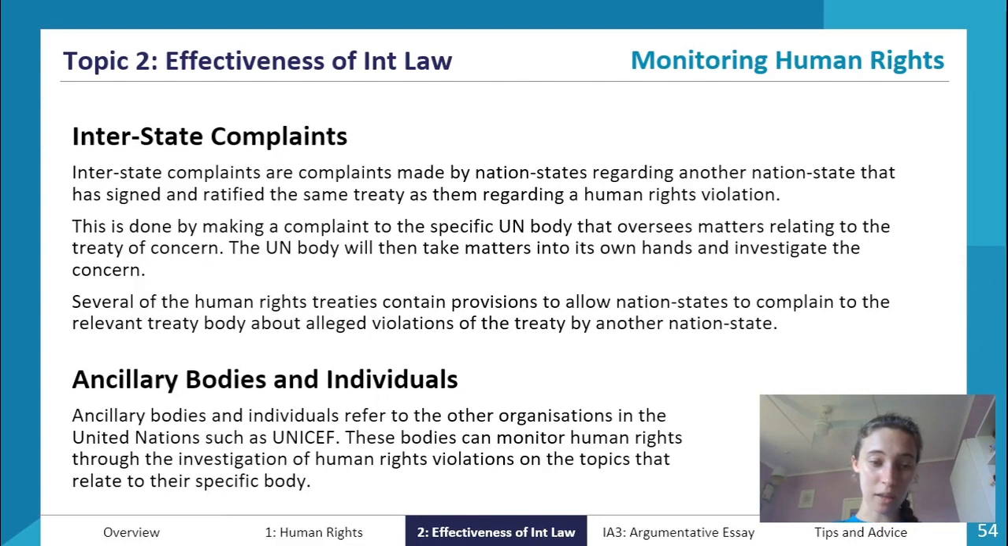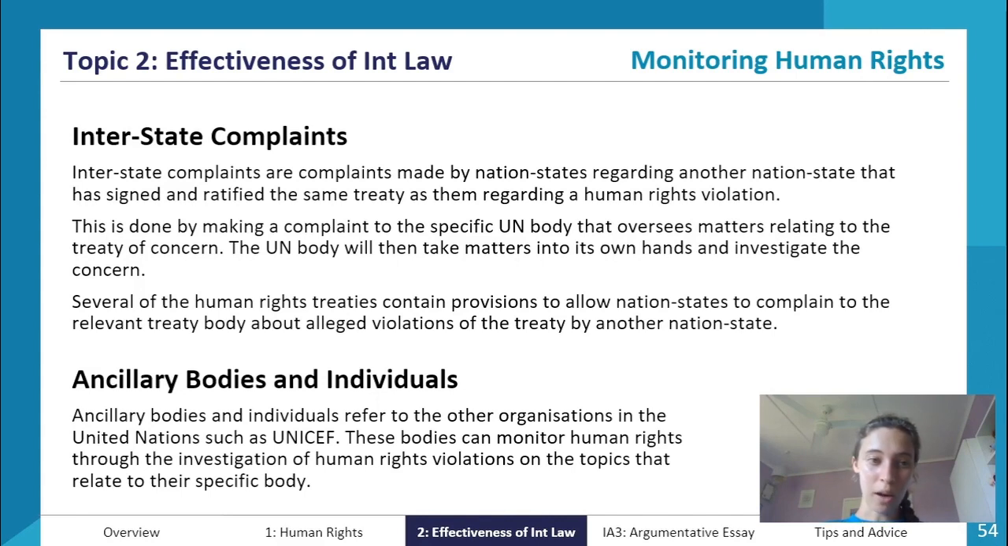Ancillary bodies and individuals are our last two. So other organizations and individuals in the United Nations. So UNICEF is an example. And these bodies monitor human rights through investigation processes. And they're all about looking into those human rights violations in their specific areas of expertise.